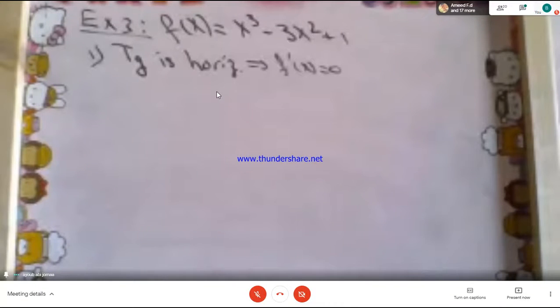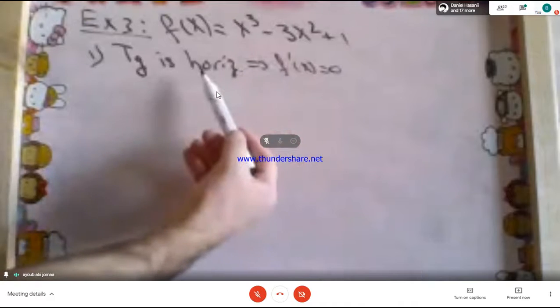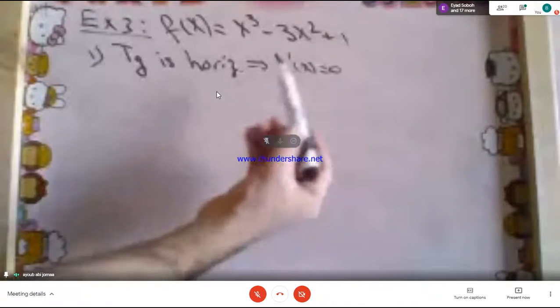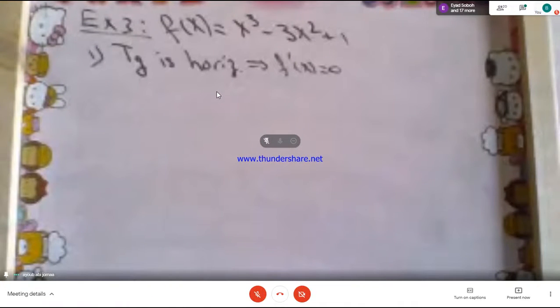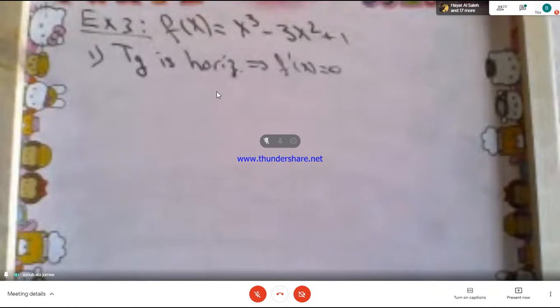Back to this. The tangent line is horizontal. It means that the derivative is equal to 0 for one reason. The derivative is the slope of the tangent line. So the tangent line is horizontal, so the slope is 0. Therefore, f prime of x is equal to 0.